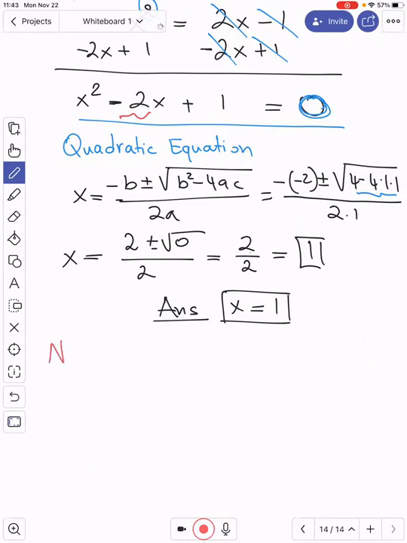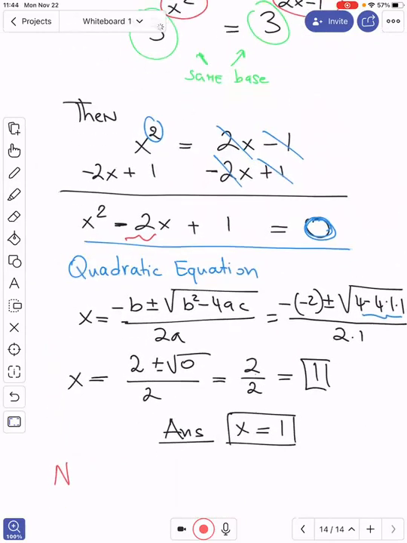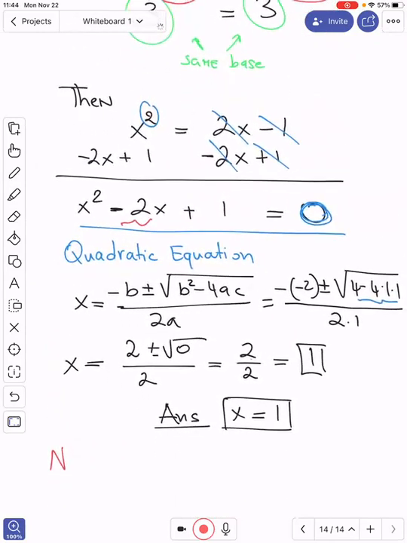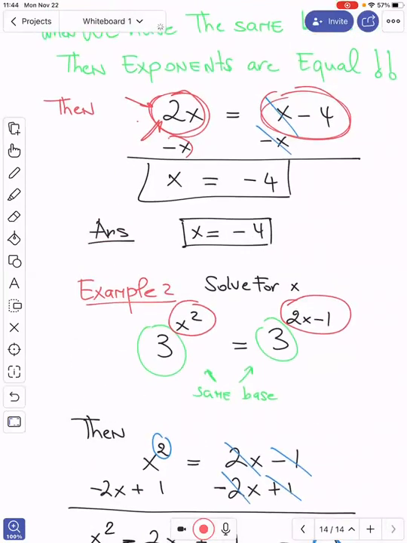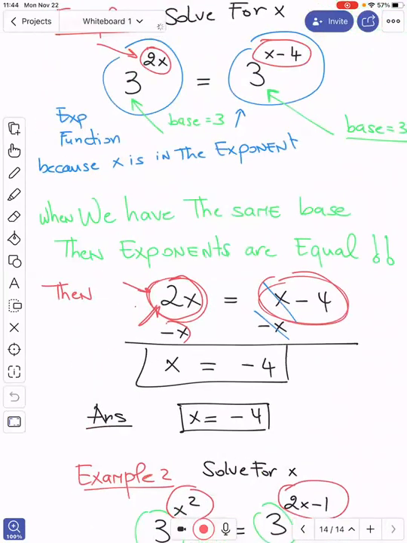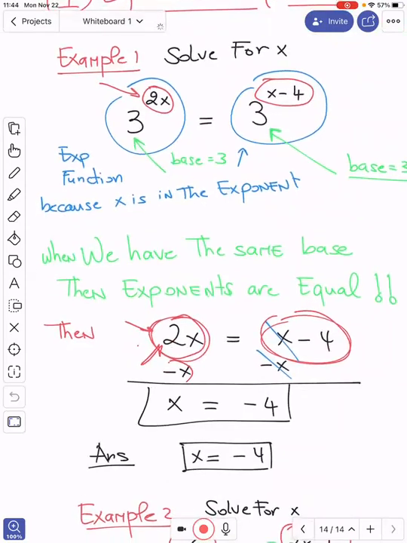Professor, can I see the other example for the second? Yeah, sure. No, not that one. The one on top. The example number 1. Mhm. Okay, thank you.